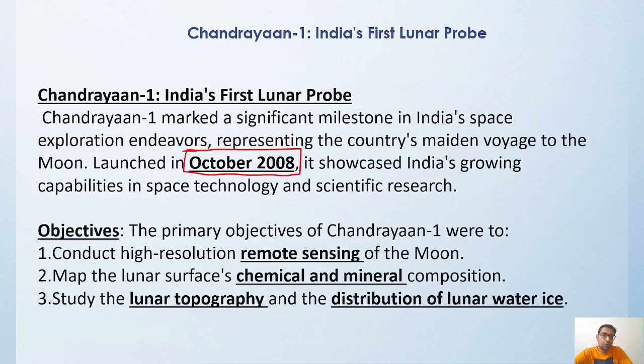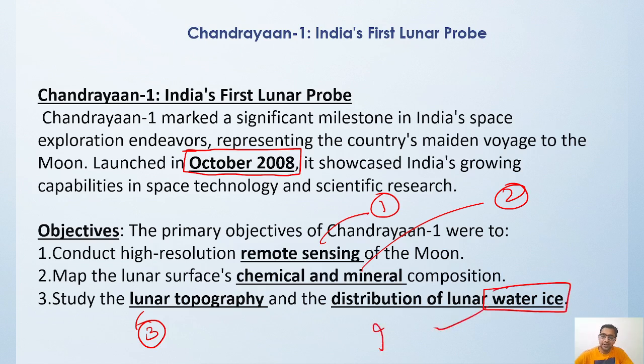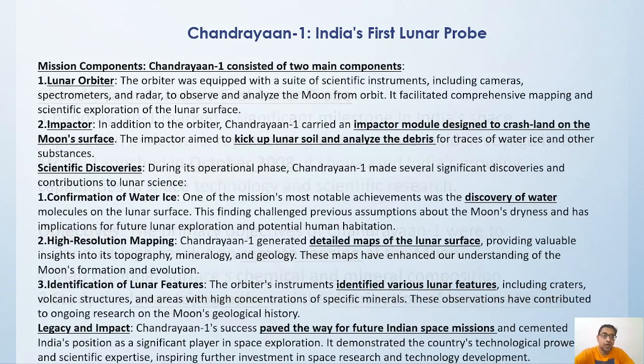If we go by the objectives of Chandrayaan 1, first of all, the main purpose was remote sensing of the moon. Then finding the chemical and mineral composition of the moon. What is the lunar topography, like if there are any hills or deep crevices, or what about the water ice? This is the main important thing that India wanted to look at, whether there is any water ice present on the surface of the moon or not.